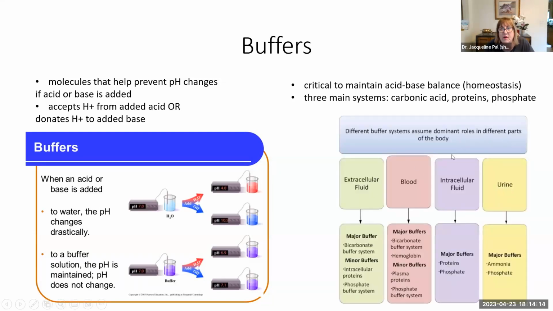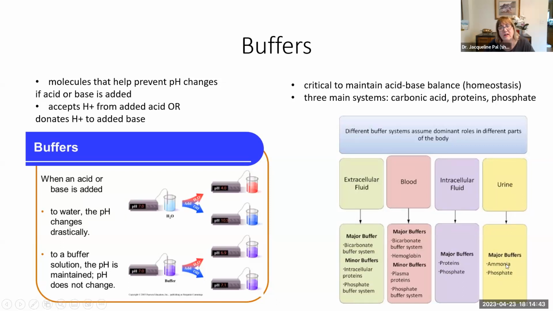And we have different buffer systems for different roles. Like for instance, in our blood, our biggie is going to be a bicarbonate buffer system. And yes, the other ones are there, but they have minor roles. Extracellular fluid, once again, is bicarbonate, but phosphate intracellular things are important as well. Inside the cell, it's not a bicarbonate system at all. It's the proteins and the phosphate systems which take over.